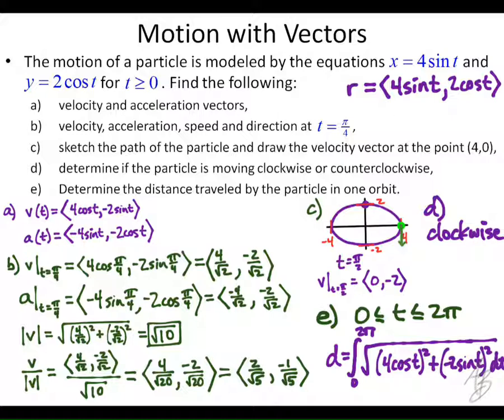That one, I would expect you to just use a calculator. We don't really have the tools right now to evaluate that. It's not going to be a perfect square, so we can't take the square root of it. So you can plug that into your calculator. We're getting an answer about 19.377. So the length of the orbit, or the distance traveled by the particle in one orbit, is going to be about 19.377 units.